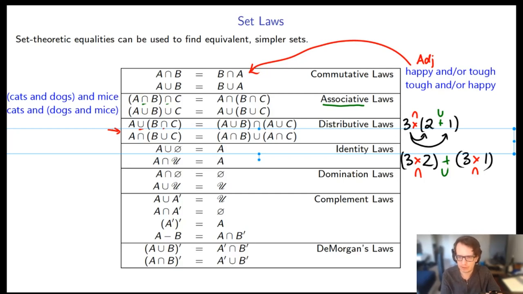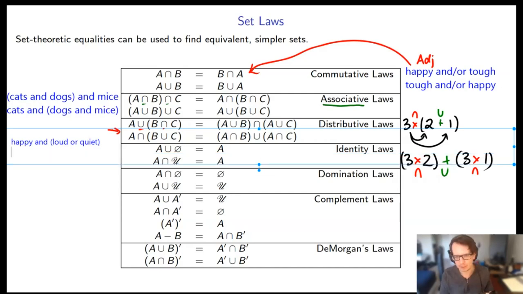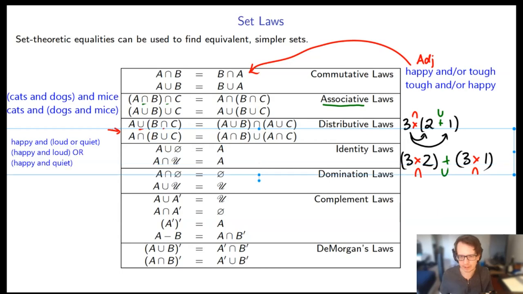So let me just think of an example here. Happy or sad and quiet. Okay, so if you're happy, let's do happy and sad or quiet. Let's not use sad. Happy and loud or quiet. If we say someone is happy and loud or quiet, then what does this mean? They're either happy and loud, or they're happy and quiet. They're one of those two things. They're one of those two pairs, because we're saying they're happy and loud or quiet.